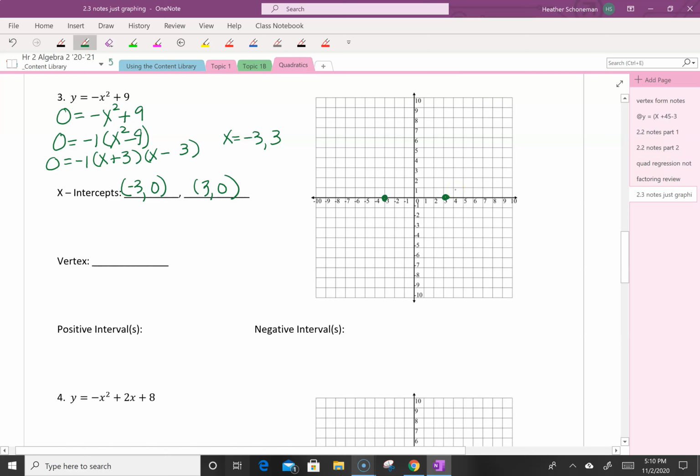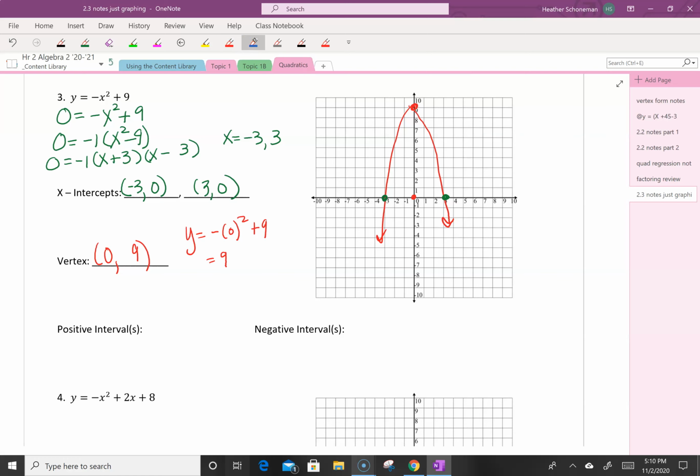All right. Now I need to find the vertex. Well, I can do the opposite of b over 2a, or I can recognize that 0 would have to be in the middle, so it's going to be (0, something). So to figure out what y equals, I'd have negative 0 squared plus 9, which would just be 9. And when I plot this point and connect the dots, my graph definitely opens down.